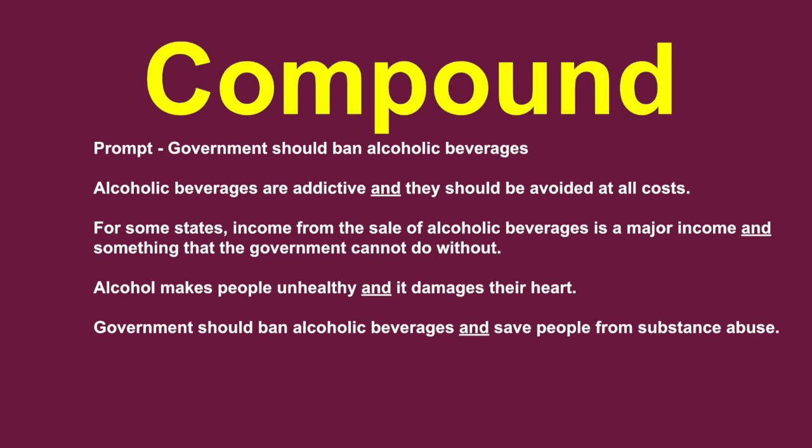The prompt is government should ban alcoholic beverages, and your compound sentence might look like, alcoholic beverages are addictive and they should be avoided at all costs. For some states, income from the sale of alcoholic beverages is a major income and something that the government cannot do without. Alcohol makes people unhealthy and it damages their heart. Government should ban alcoholic beverages and save people from substance abuse. So again, very simple. Let's move on to the next one.